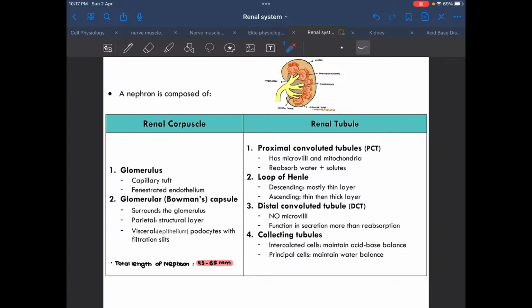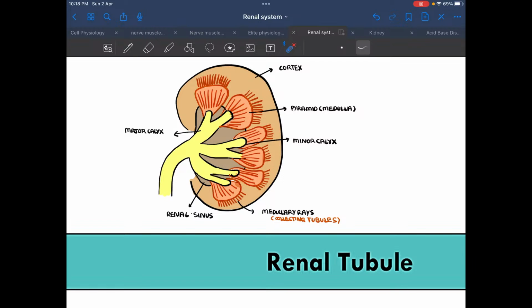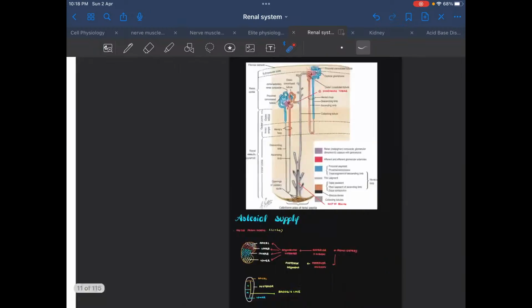Now we talk about the different parts of the renal tubule. We have the proximal convoluted tubule, the loop of Henle, the DCT, and the collecting tubules, right? And we will discuss the different portions very frequently. This is again a structure: it contains the cortex, the medulla, and the renal pyramids. Each of these collecting ducts empties into the minor calyces, and later into the major calyces, and ultimately into the renal sinus, right?